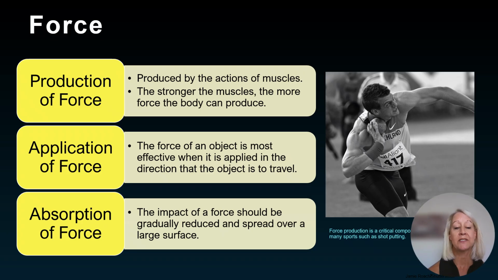Force is produced by muscle action. Stronger muscles generate more force, which is why we do weight training. When applying force, it's most effective when aligned with the intended direction of movement. Now, to absorb force safely, such as landing from a jump, we reduce impact gradually and over a large area.